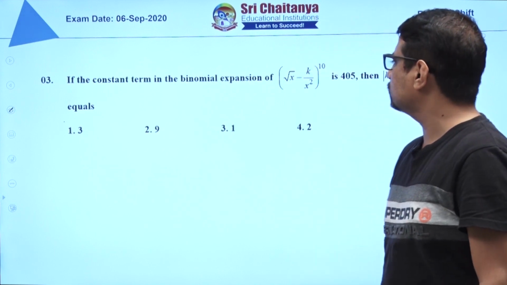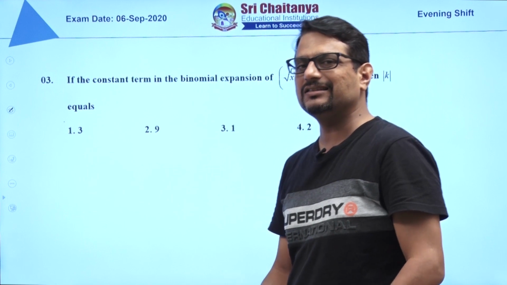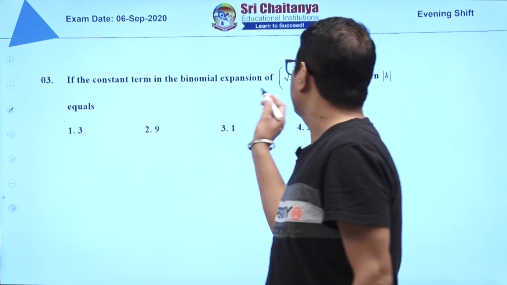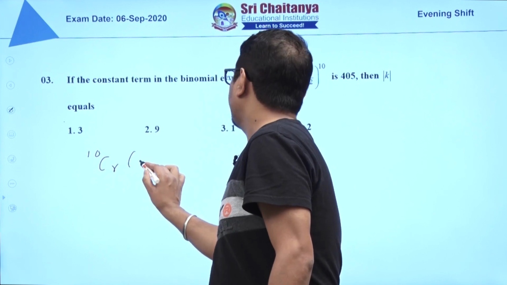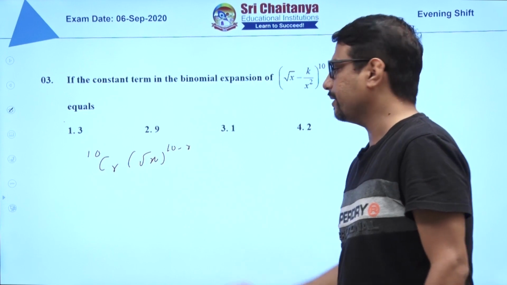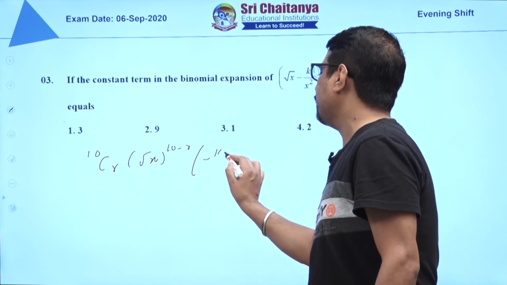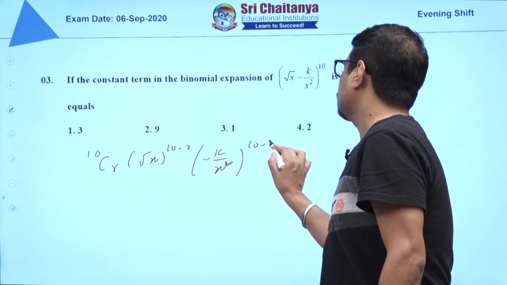The next question says the constant term in this binomial expansion is 405. Constant term means independent of x. Let us write general term, rth term. So when we write general term here, the general term will be 10 cr multiplied by root x raised to power 10 minus r multiplied by minus k by x square raised to power 10 minus r.